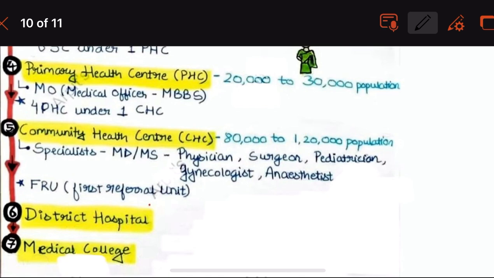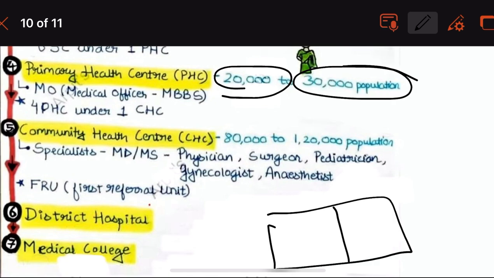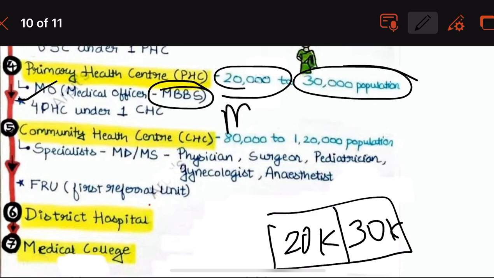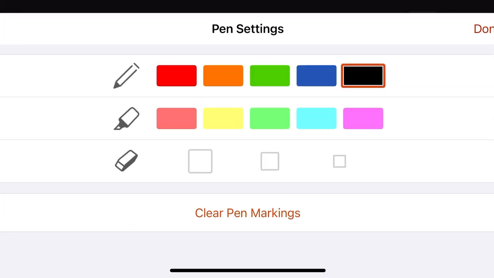Next we have the primary health center, where the population ranges from 20,000 to 30,000. One PHC is for 20K to 30K population, and we have a medical officer who is an MBBS graduate. And then we have four PHCs under one CHC.